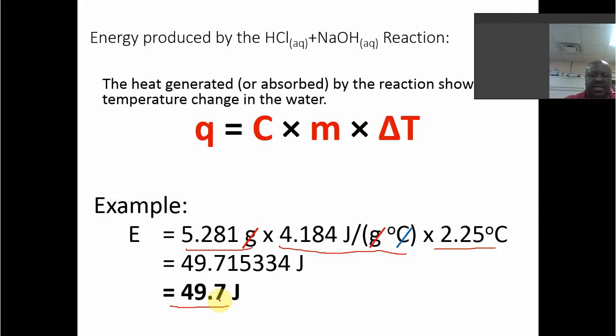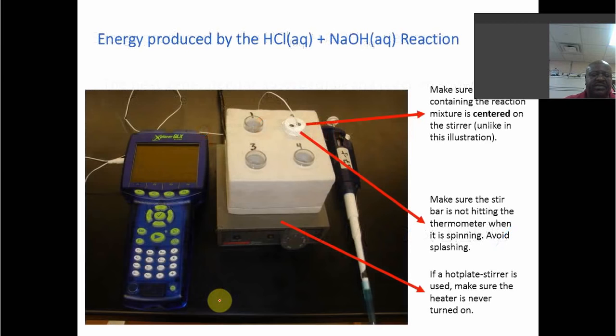Just showing here the cancellation of units using dimensional analysis. So here's our setup. The data logger, small temperature sensor, don't use the big one, small one. And here's our reaction chambers. There's a little plastic thing that goes into the styrofoam. The styrofoam keeps the heat in. And here's our autopipetter for dispensing our reagents. Remember to use the autopipetters correctly.